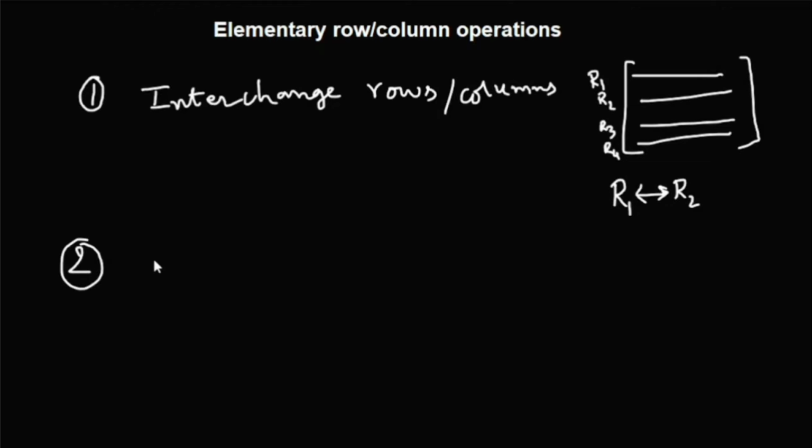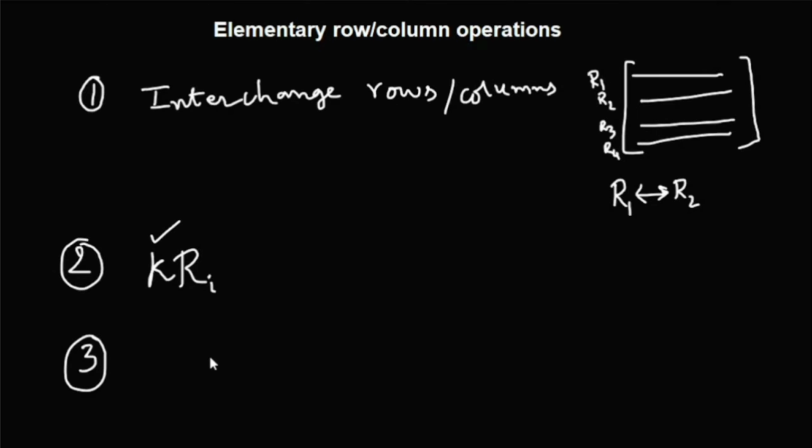The second one is you can multiply a row by a constant. This is K into R. So for example, you can take any row and you can multiply that particular row by a constant K, a scalar K. That means you have to multiply all the elements in the row with the constant K. Right? So that is one of the row operations.